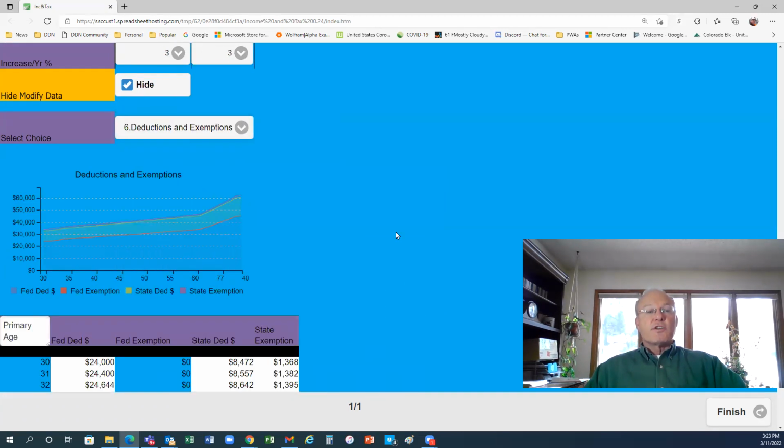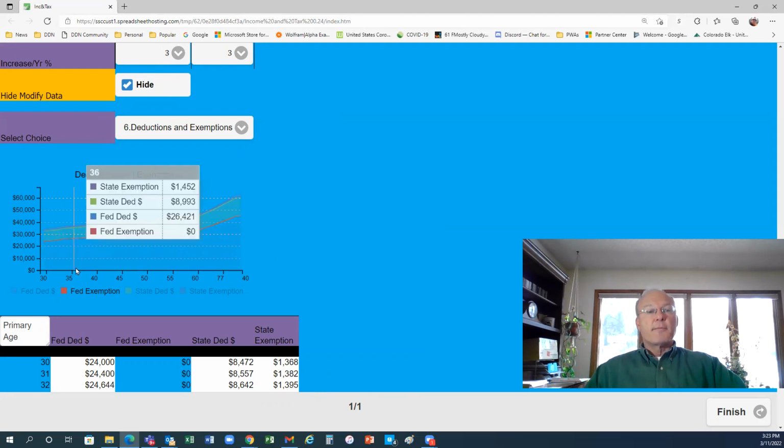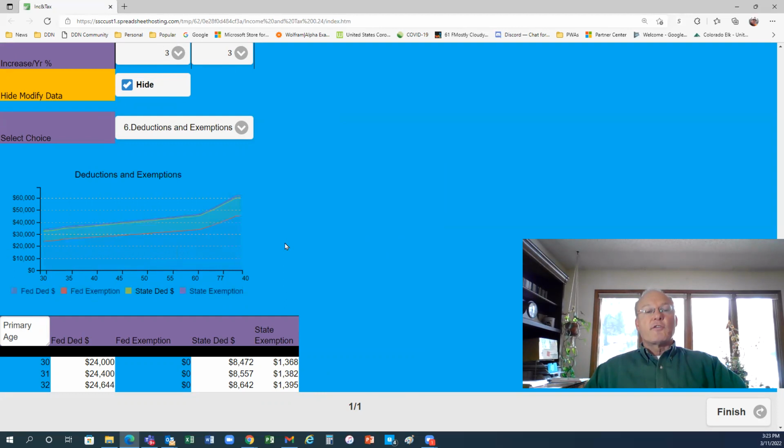Deductions, exemptions. So this is also very important. So it tells you what your federal deductions and federal exemptions are. So if we would have gone back to 2016 where we actually had exemptions, you would have seen the federal exemptions pick up. But right now they're just federal deductions. And so you can see the state and the federal deductions.